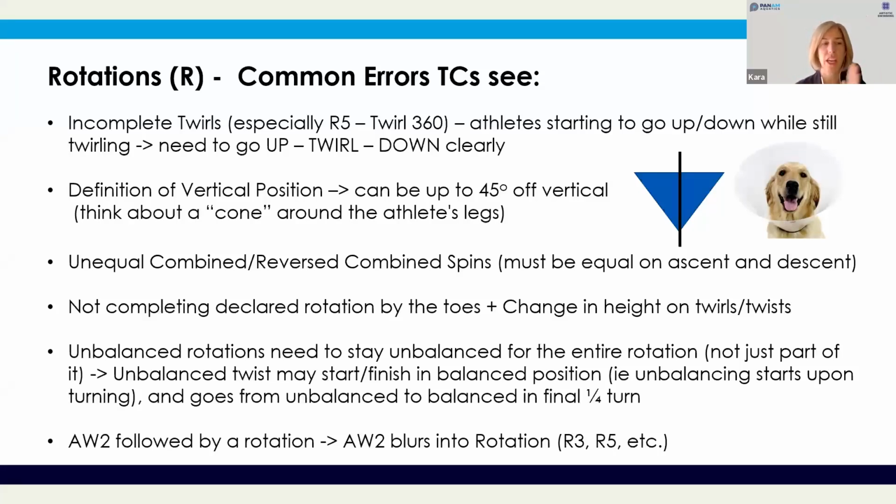We look for the equal combined and reverse combined spins. If it happened to be unequal, that may be subject to a base mark. Like if your athlete misses a wall, which is not about a declaration, but more about just an error in the moment.